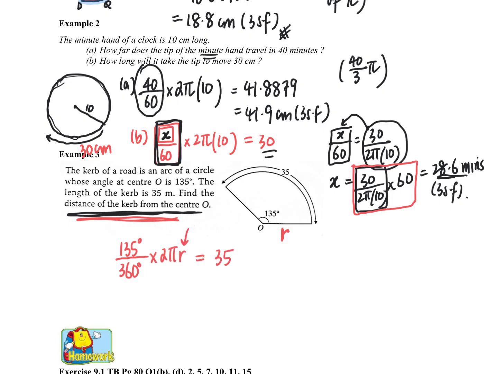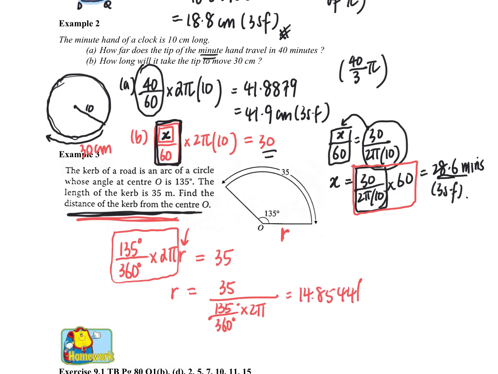So there's only one unknown here. So you go and divide everything over with your 35. Divide this whole chunk over, and then get your answer. So 3 SF, 14.9 meters. Okay? So quite easy to understand, right? It's a fraction of a circumference.